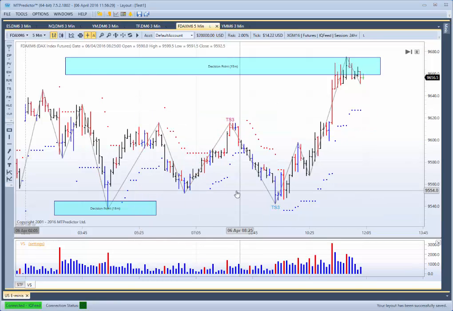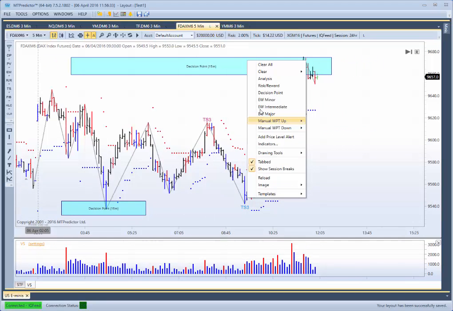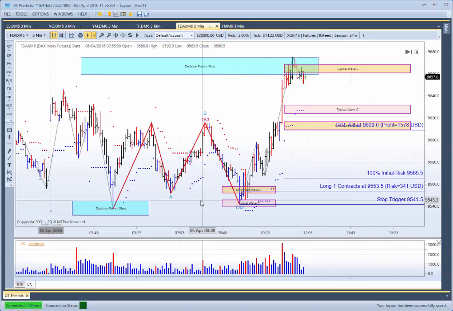The trade setup I want to look at is this particular one here. If I right mouse click, place the analysis on. Why is this one so important? Well, because this is the larger degree support. This is the initial move off the support.